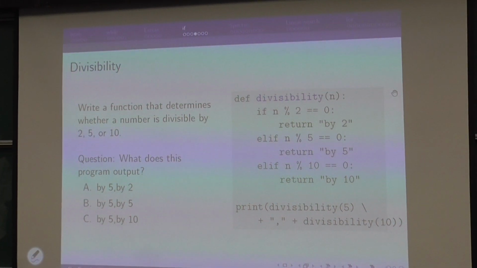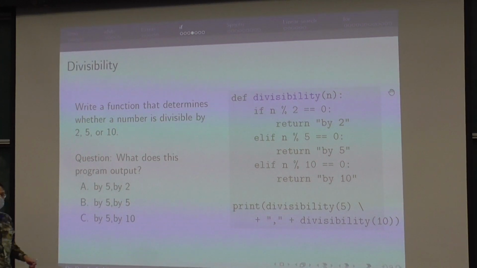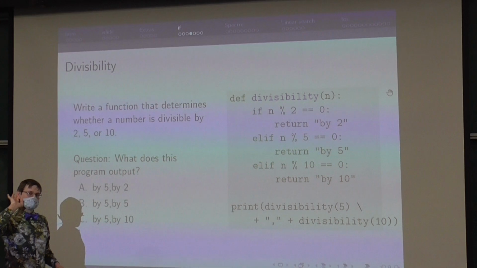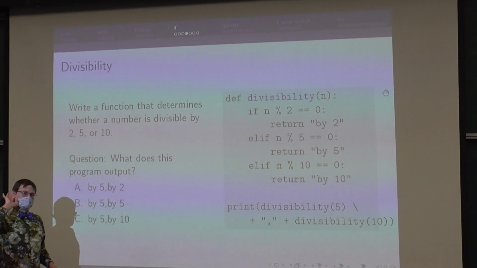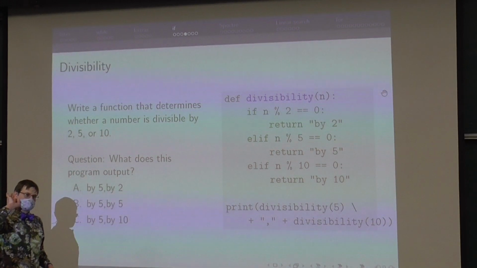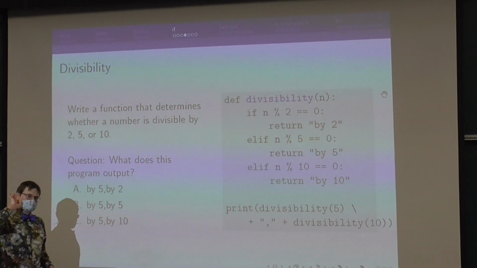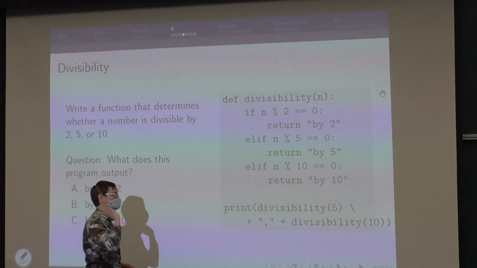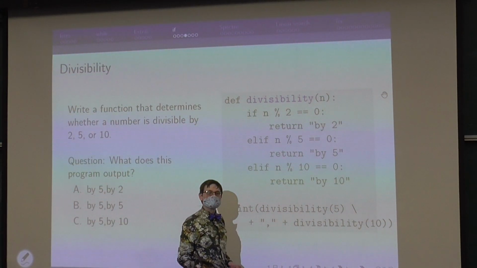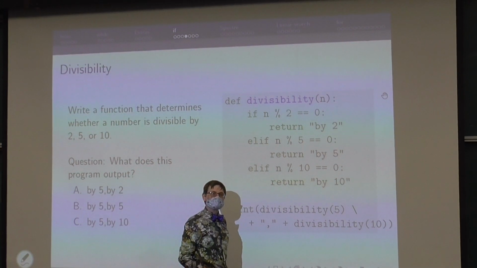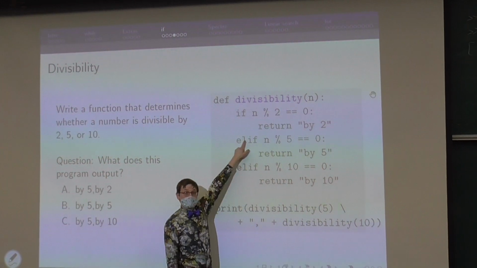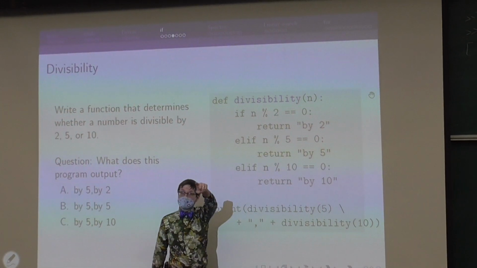Yeah? So if we exchange the place of modulus 2 and modulus 5, so it first goes as n modulus 5, if it's equal 0, return by 5, and then elif modulus 2, if it's equal to 0, return by 2, then it would be 5 by 5. Yeah, absolutely. So if these two cases were switched, you would get by 5 by 5.